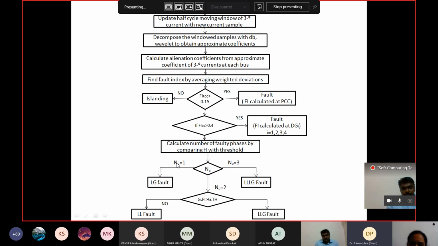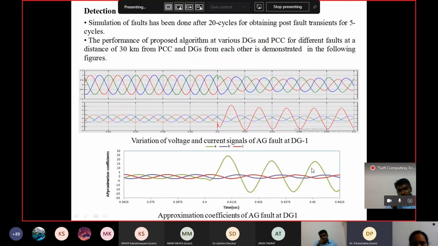If NP, the number of phases, is 1, that is an LG fault. If the number of phases is 2, it is an LL fault. If the number of phases is 3, it is an LLG fault. Then again we have to discriminate between an LL fault and an LLG fault. In order to discriminate a double line fault from a double line to ground fault, we have to find another fault index. That means we have to take a fault analyzer here. I will explain in the coming part.